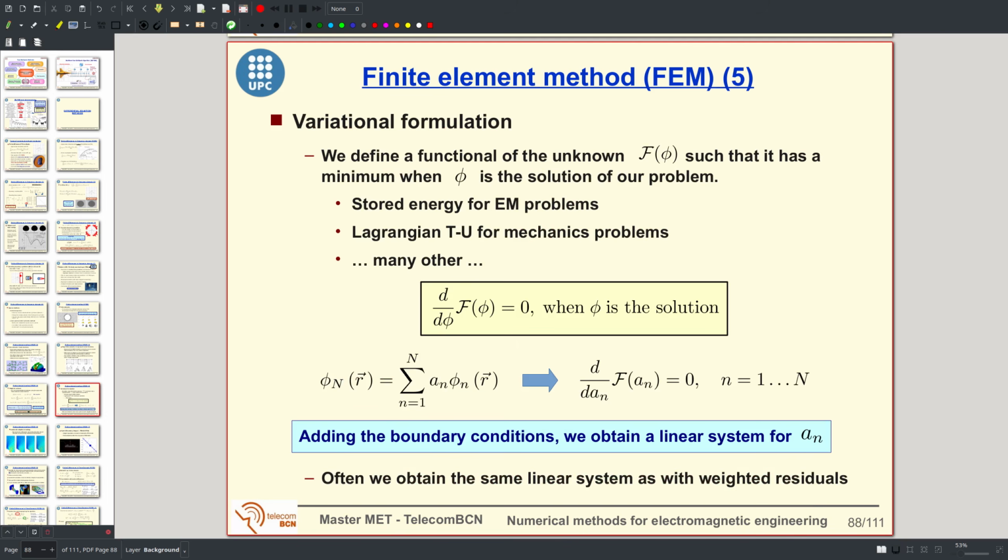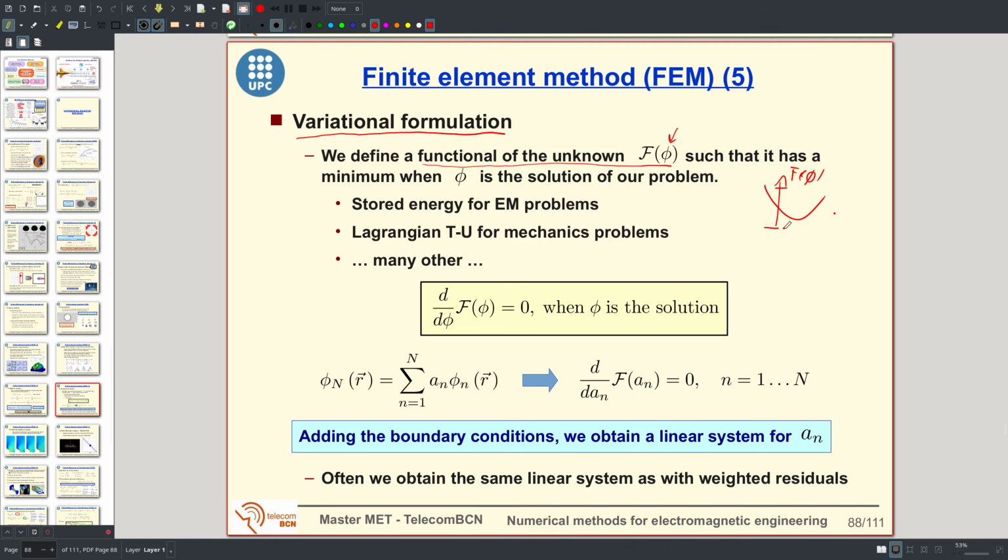There is a second way to formulate the finite element method, and it's called the variational formulation. In this case, we define a functional of the unknown. That is, if the unknown is phi, which can be the potential or the field, imagine for example that phi is the potential, we define a functional that has the property that it has a minimum. So this is the functional of the unknown. It has a minimum.